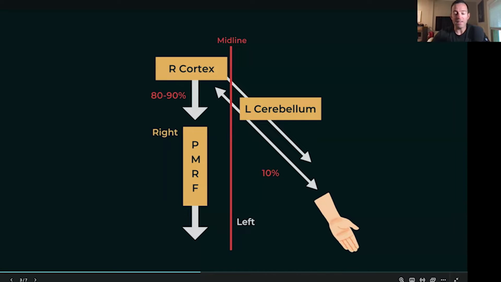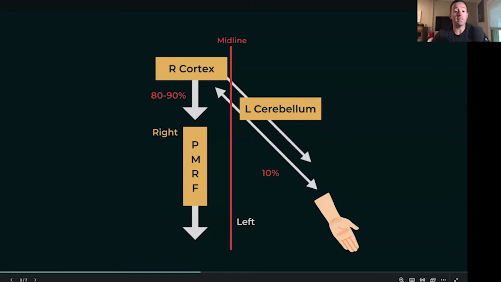Now, if the right cortex is doing its job well, it will become activated and it will fire down into what you see here, the right PMRF. So that is your brainstem. Okay, this is the hypercritical part, and we're about to get into some other slides that will show you, and I will describe some of the really important roles that the PMRF serves for movement.